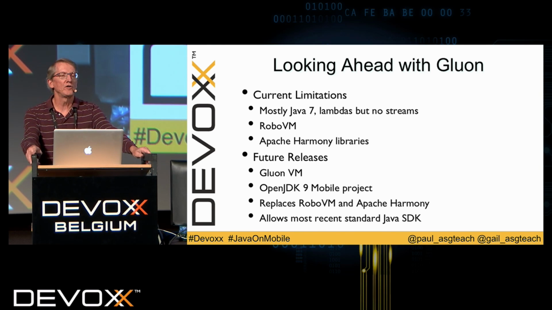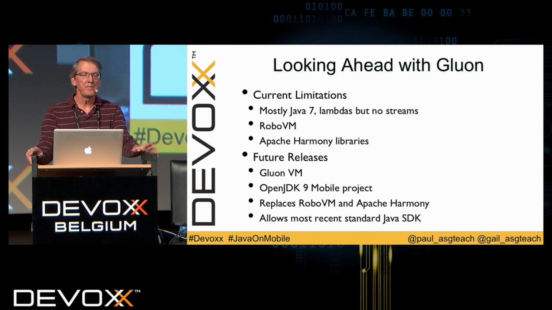Now, the Gluon framework currently uses both the RoboVM and Apache Harmony libraries. But because of their limitations on older Java versions, Gluon is now focusing on replacing these with a product called Gluon VM, which is based on the OpenJDK 9 mobile project. And this is in the near future, but not only will you be able to use all of Java 8 with this, including streams as well as lambdas, but support will also move to Java 9, and you'll be able to use the standard Java SDK.